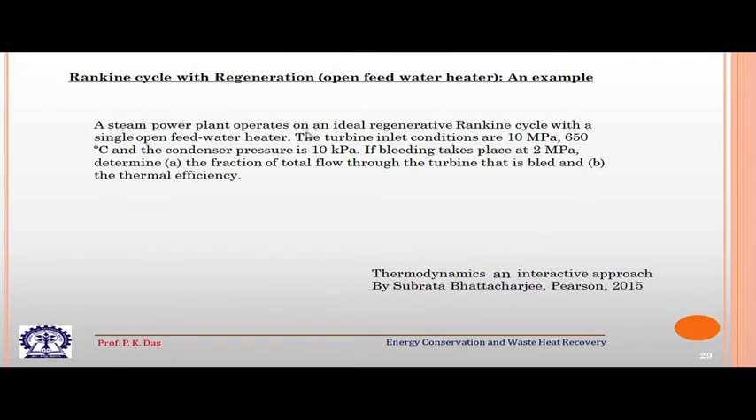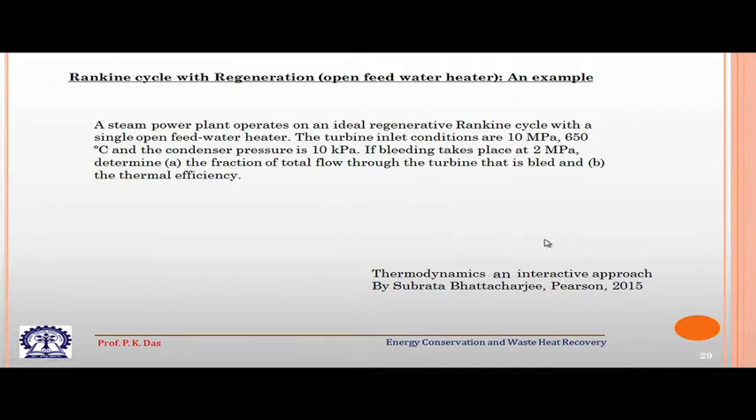A steam power plant operates on an ideal regenerative Rankine cycle with a single open feed water heater. The turbine inlet conditions are 10 megapascal, 650 degree Celsius, and the condenser pressure is 10 kilopascal. If bleeding takes place at 2 megapascal, determine the fraction of total flow through the turbine, that is, the bleed fraction, and the thermal efficiency.